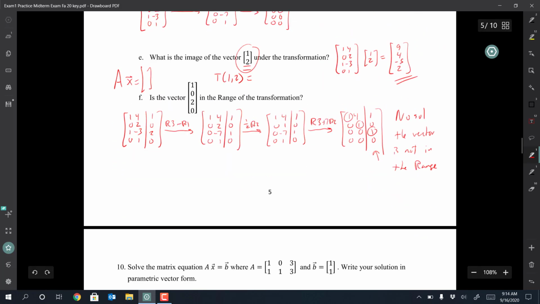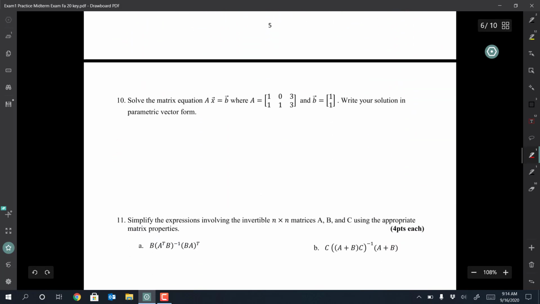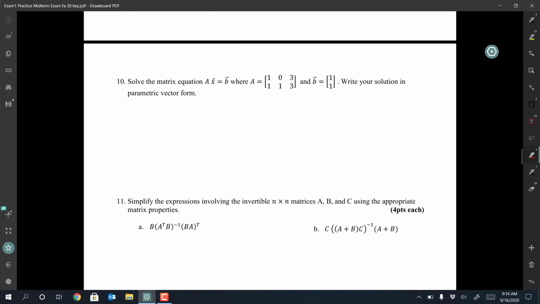All right, as we continue on here, we get to number 10: solve the matrix equation AX equals B, where this is A and this is B, and write your solution in parametric vector form. So I'm just going to take my augmented matrix and do my row reduction. One thing to note as I'm going through this is that a lot of these questions are being solved the same way, with augmented matrix row reduction.